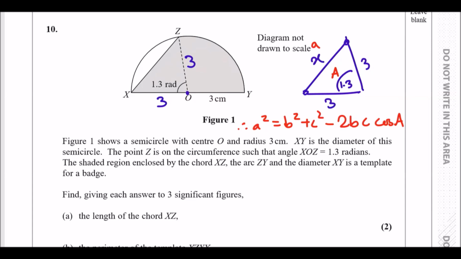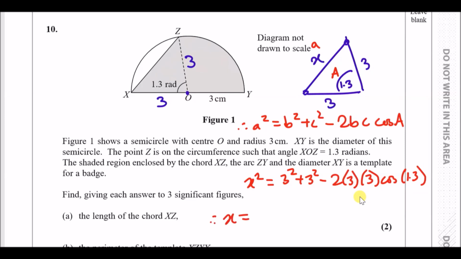So let's update this formula. Replacing little a with x, we've got x squared equals 3 squared plus 3 squared minus 2 times 3 times 3 cos 1.3. Notice how all of this equals x squared. So all we do now is smash this in a calculator. Before you do that, make sure your calculator is set in radian mode, not degree mode, otherwise your answer will look messed up. Once you get the answer, to find x we just square root the result, which should give approximately 3.63 centimeters, because remember they want answers to 3 significant figures. Alright, perfect, that checks out.